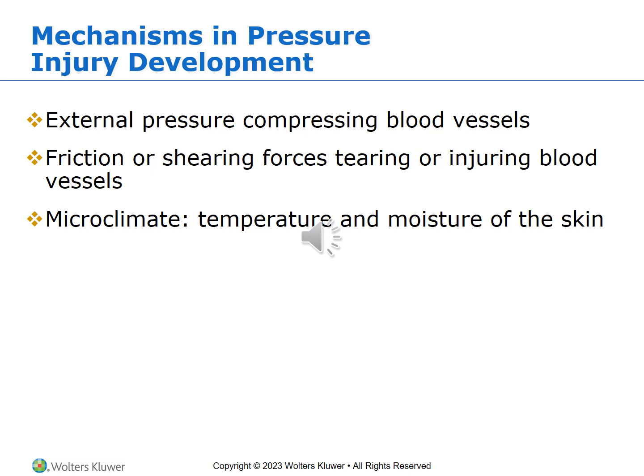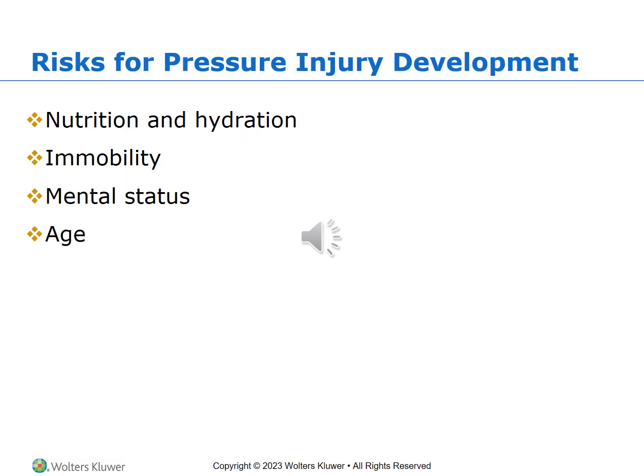So like a wet, someone's skin is damp or wet from incontinence, whether urine or feces, or from wound drainage, that can also impair the skin. Risk for pressure injury development also includes nutrition and hydration, immobility, mental status, and age. And that continues on to page 1164.